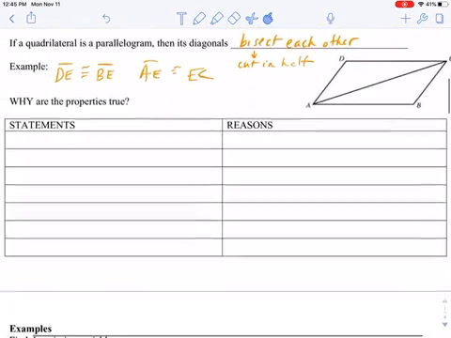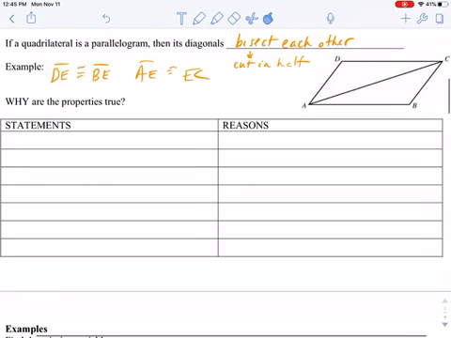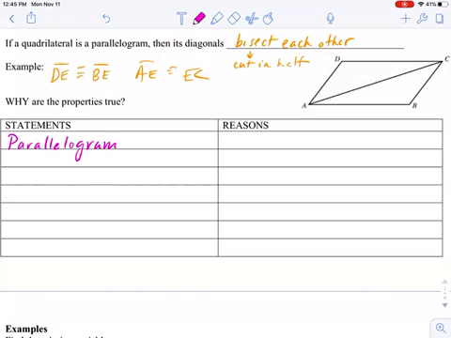So let's think about why these properties are true, and let's start with a figure that we know is a parallelogram. So let's start with parallelogram ABCD. We're going to say that that's our given piece of information. And if it's a parallelogram, then we know that AB is parallel to DC. And we know that AD is parallel to BC.